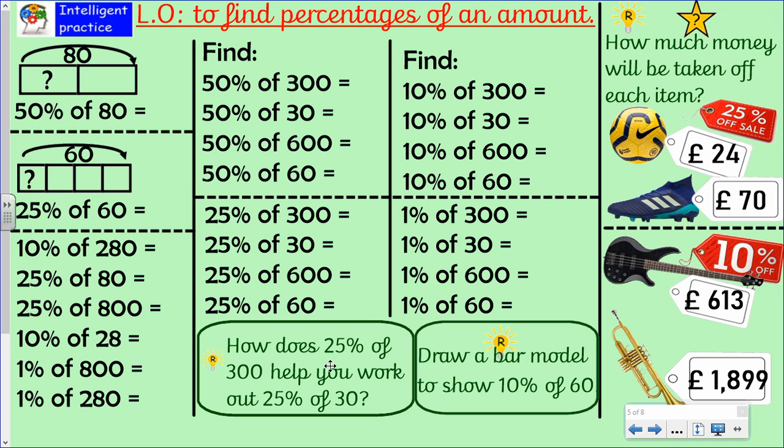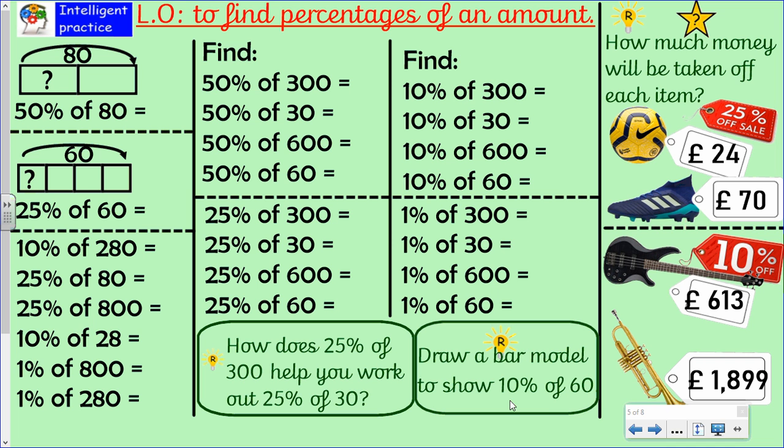How does 25% of 300 help you work out 25% of 30? So if you know 25% of 300, how does that help you find 25% of 30? Look at your connections between 300 and 30. Same over here with 10% and with 1%. So think about your connections. 10% of 300, then 1% of 300. 10% of 600, 1% of 600.